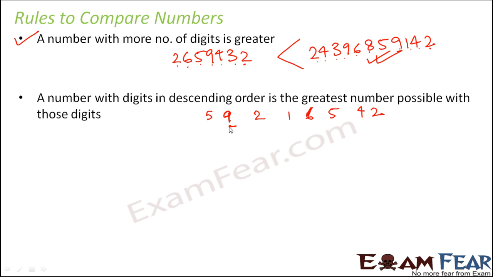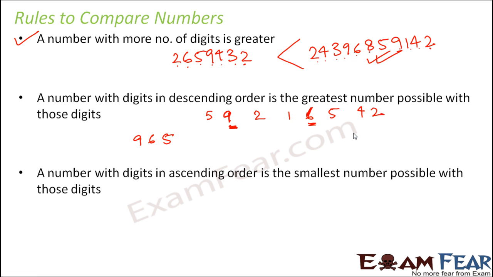The number should start with the greatest digit, which is 9, then should come the next digit, which is 6, then the next digit, that is 5, and so on. When you order all the digits in descending order, you get the greatest number that is possible with these digits. Similarly, a number with digits in ascending order is the smallest number possible with those digits. So for these digits, the smallest number would start with 1, then 2, and then 4, 5, 6, 9, and so on.